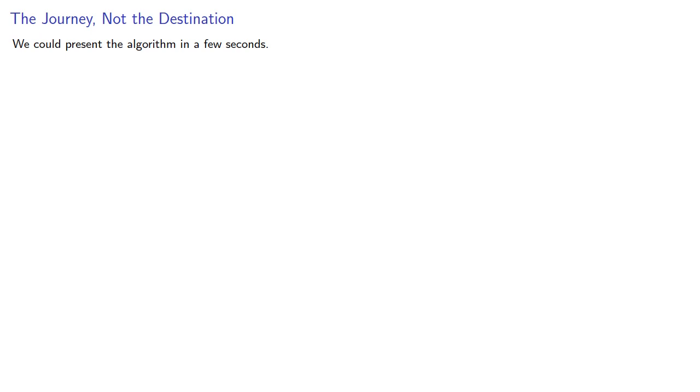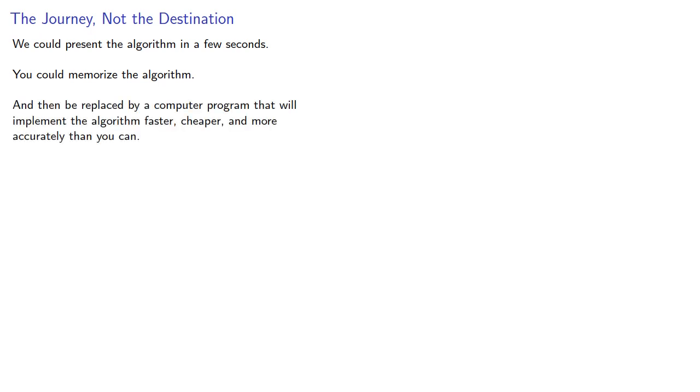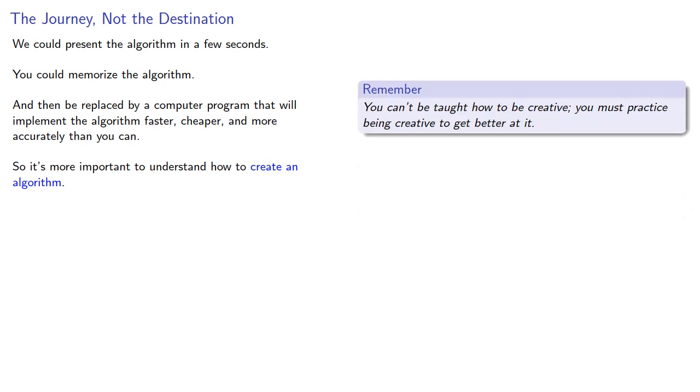Now, we could present the algorithm in a few seconds. You could then memorize the algorithm and spend weeks learning how to do it, and then be replaced by a computer program that will implement the algorithm faster, cheaper, and more accurately than you can. So, learning the algorithm isn't that important. It's more important to understand how to create an algorithm. So, an important idea to keep in mind: you can't be taught how to be creative. You must practice at being creative to get better at it.